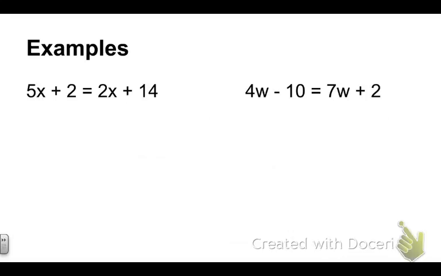So here's some examples. We need to get the variables on one side. It does not matter which side. Let me say that again. It does not matter which side. You can put all the variables on the left. You can put all the variables on the right. It doesn't matter. If you want to make it a little simpler though, get rid of the smaller variable first. You'll avoid negatives that way. All right, that's what I'm going to do with you in class.